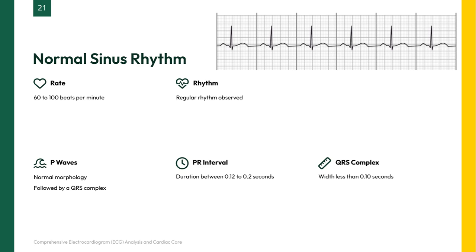The PR interval, which represents the time it takes for the electrical signal to move from the atria to the ventricles, should last between 0.12 to 0.2 seconds. This interval is crucial because it ensures the atria have enough time to contract before the ventricles do. Finally, the QRS complex, which reflects ventricular depolarization, must have a width of less than 0.1 seconds. A narrow QRS complex suggests that the electrical impulse is being conducted normally through the ventricles. Altogether, these features confirm a healthy and efficient heartbeat typical of a normal sinus rhythm.